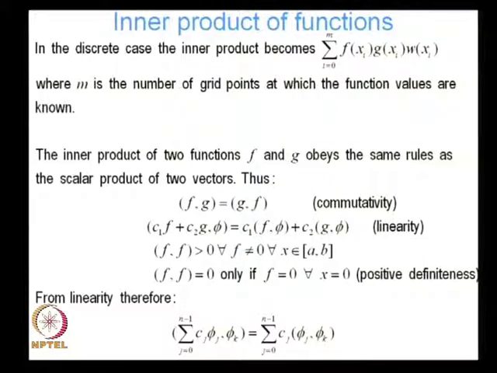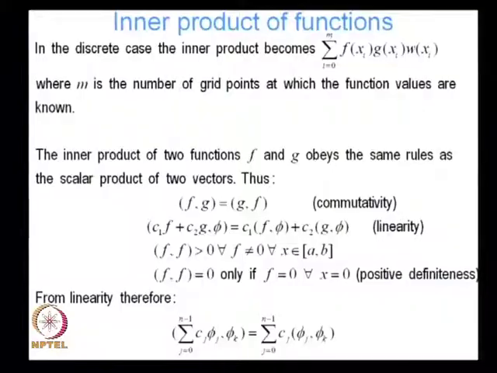And the inner product of two functions obeys the same rules as your vector inner product, vector dot product, right. What are those rules? Well, (f, g) is equal to (g, f), that is commutativity, right. It's linearity: the inner product of C1 f plus C2 g with phi is going to give me C1 times the inner product of f and phi, plus C2 times the inner product of g and phi, right, that is linearity.